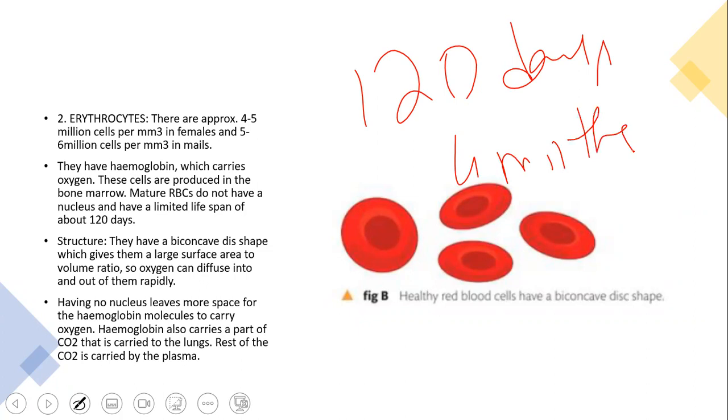That's it. They live for 120 days or 4 months because they do not have a nucleus. And after that, they're going to be destroyed by the body. The iron in the red blood cell is going to be reused. Iron is generally not excreted. It is excreted in very, very small quantities. Iron inside the hemoglobin is generally recycled.